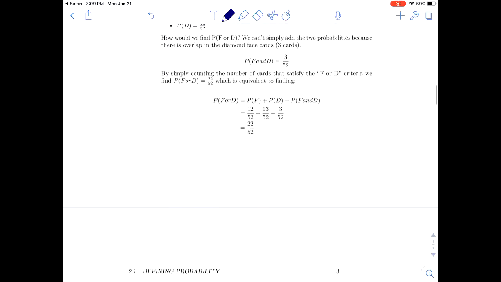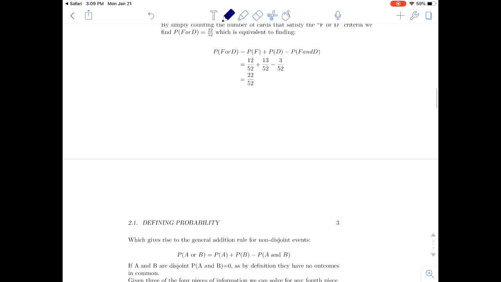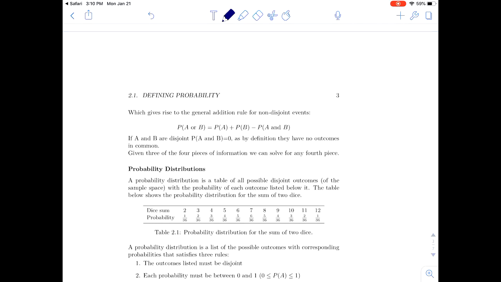So that's where this came from. So the probability of F or D is the probability of F plus the probability of D, but then subtract the overlap. And that's how we get to the 22 over 52. So in general, on your formula sheet, you have this formula. So the probability of A or B is the probability of A plus the probability of B, right, just like you would before. But then you have to subtract the overlap. So that idea remains the same always.